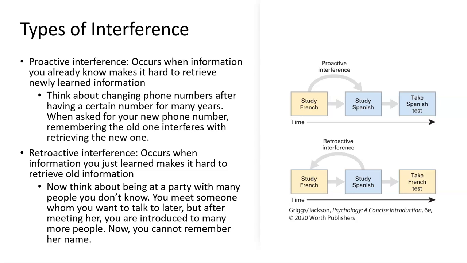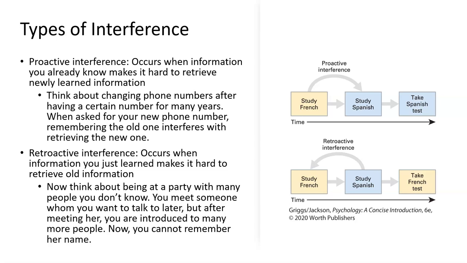Now, your authors also give you the example of studying French and Spanish, and they give you examples of both types of interference. So if you study French in high school and then you switch to studying Spanish in college, you could have some proactive interference where the information that you already knew about French can leak into your attempts to study Spanish when you're taking that Spanish test. So that can be a challenge.